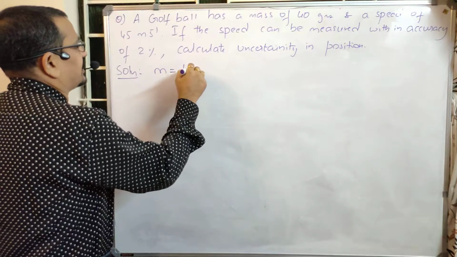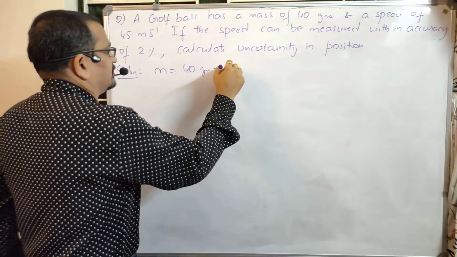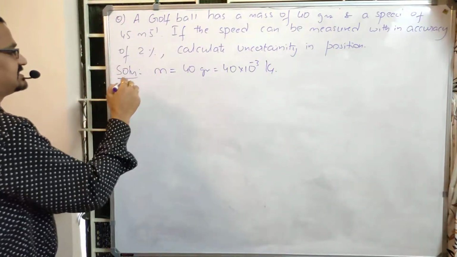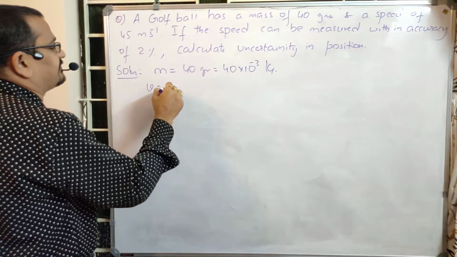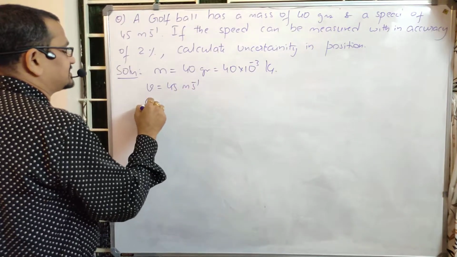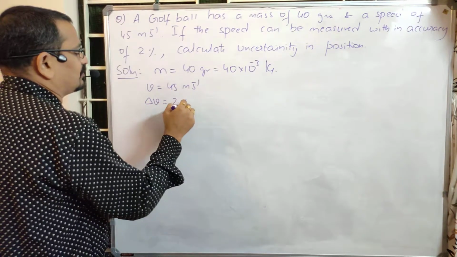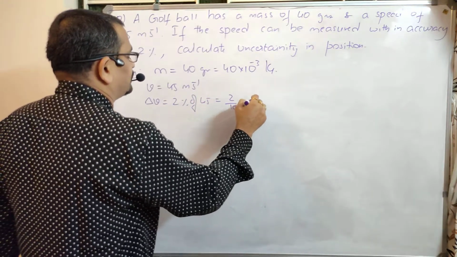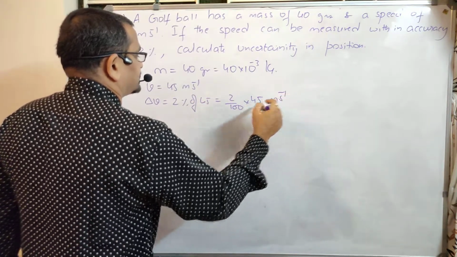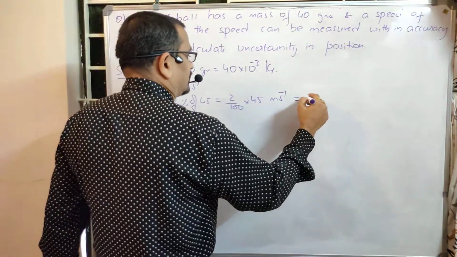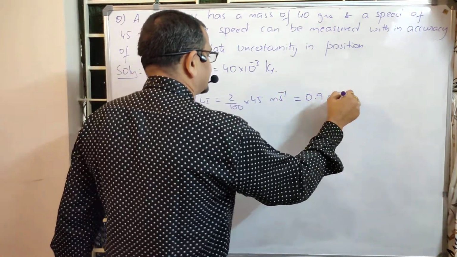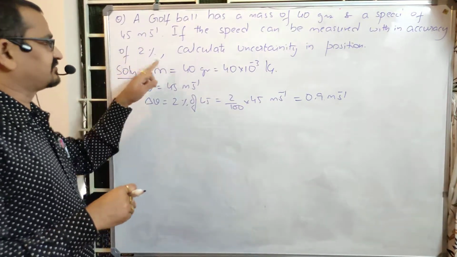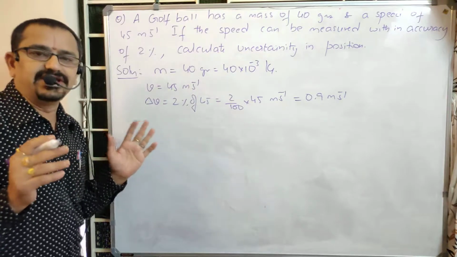mass is 40 grams, that is 40 into 10 power minus 3 kg. Now, what else is given? Velocity is given as 45 meters per second. Then uncertainty in velocity is 2% of 45, that is 2 by 100 into 45 meters per second, that is 0.9 meters per second, 90 by 100. Now, if the speed can be measured with an accuracy of 2%, calculate the uncertainty in position.